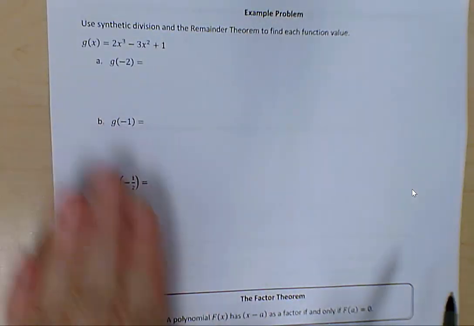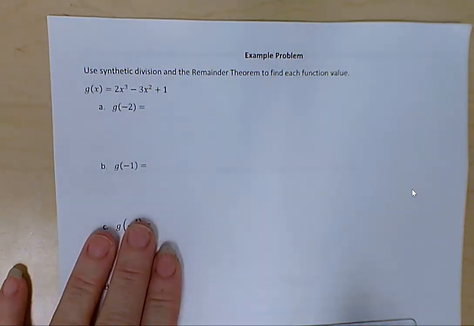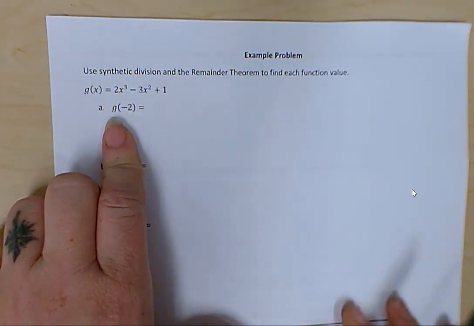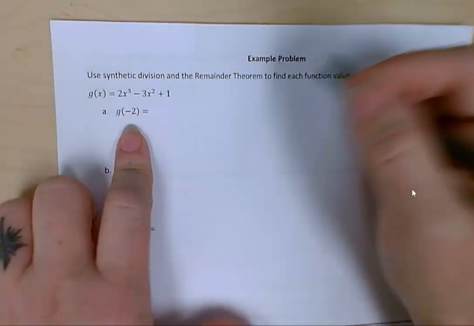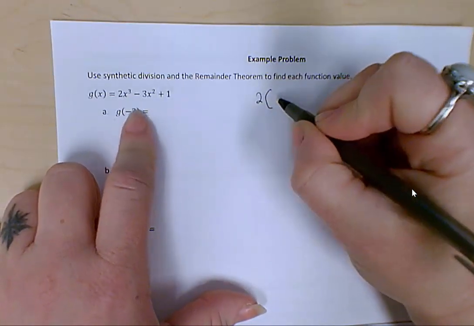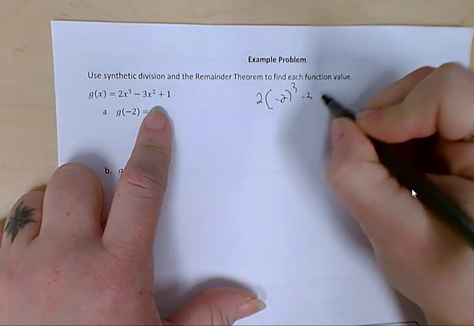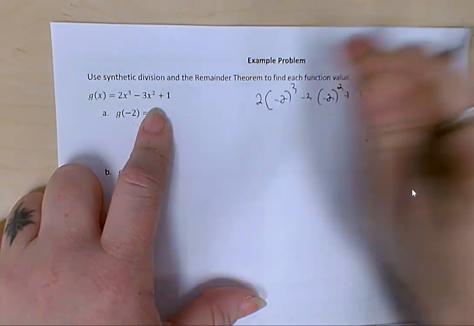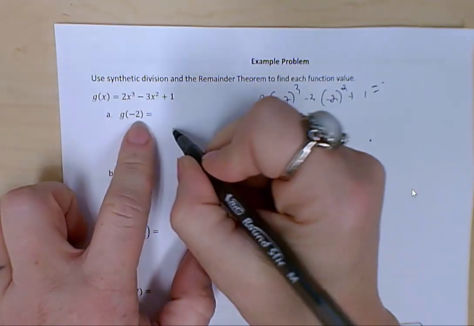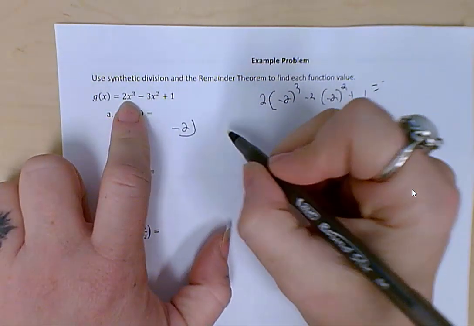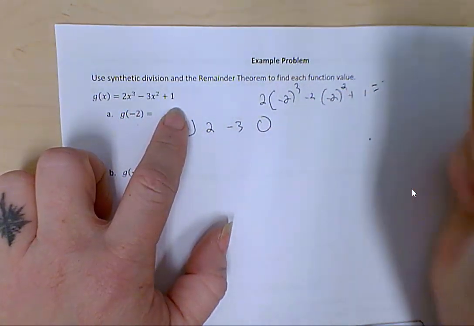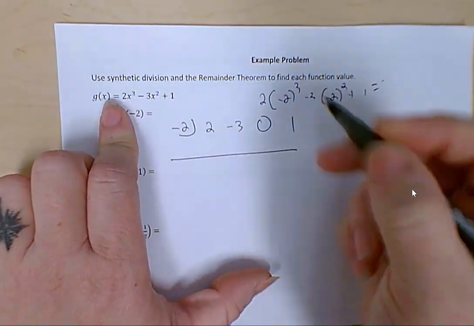We are going to do a few of these examples here. I'm just going to do the first couple of them. We're going to use synthetic division and the remainder theorem to find each function value here. Definitely, if you wanted to, it's asking us to find g of -2. So if we wanted to just plug in a -2 here and simplify this, we would get the same answer. But we're going to use synthetic division. That means we're going to do synthetic division with the -2. Drop down 2 for x cubed, -3 for x squared, 0 for x to the first, and then a 1.